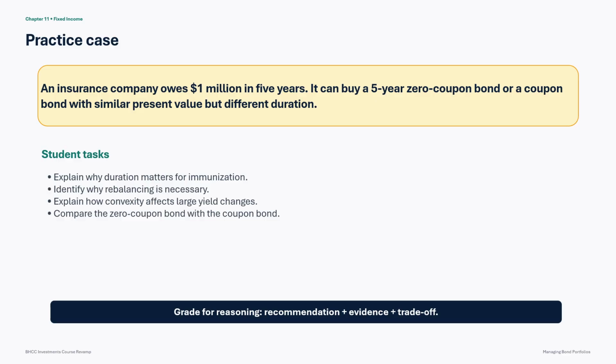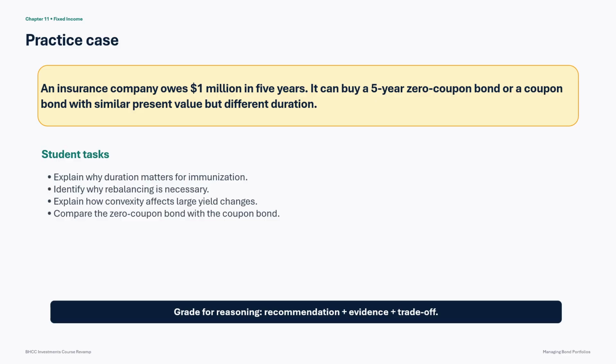Now consider the practice case. An insurance company owes $1 million in 5 years. It can buy a 5-year zero coupon bond or a coupon bond with a similar present value but a different duration. Start with the liability. It is a single fixed payment due in 5 years.